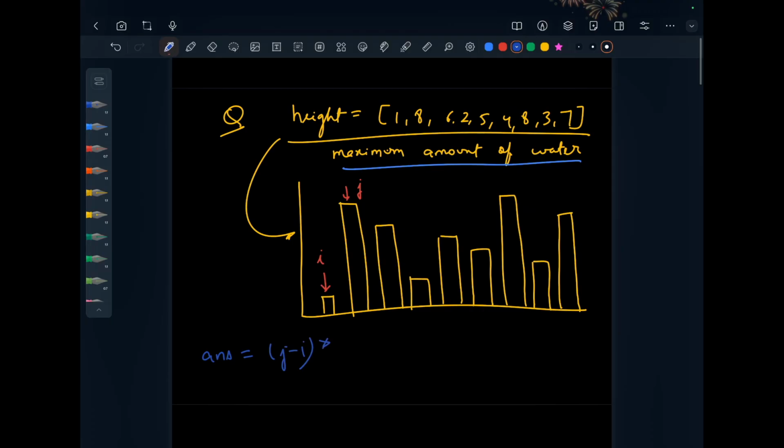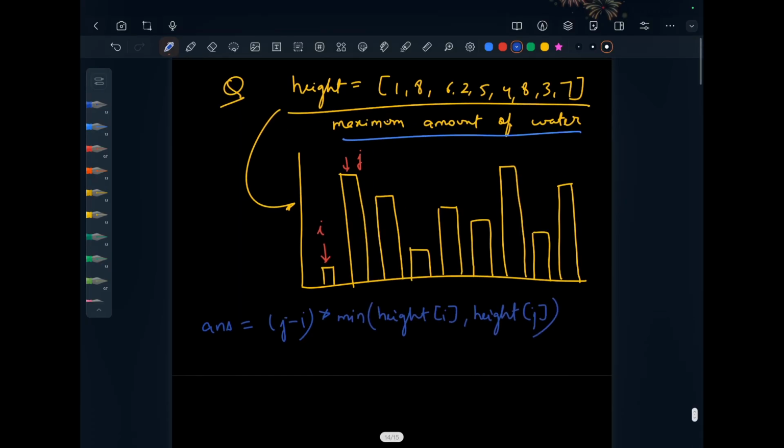So we have two pillars. Which height do we have to consider? We have to take the height of the minimum pillar, right? If you try to take the height from the maximum pillar, the water will overflow. So we will take the min of the height at i and the height at j.